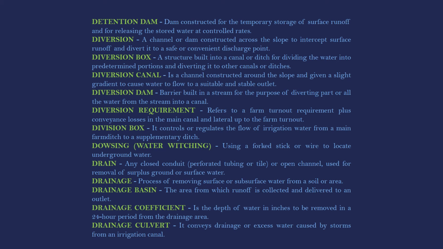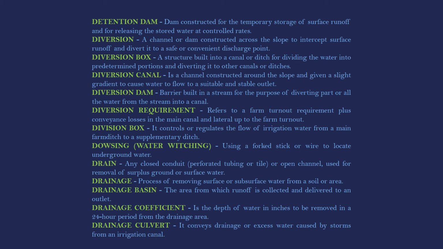Diversion dam, barrier built in a stream for the purpose of diverting part or all the water from the stream into a canal. Diversion requirement refers to a farm turnout requirement plus conveyance losses in the main canal and lateral up to the farm turnout. Division box, it controls or regulates the flow of irrigation water from a main farm ditch to a supplementary ditch. Dowsing, water witching, using a forked stick or wire to locate underground water.